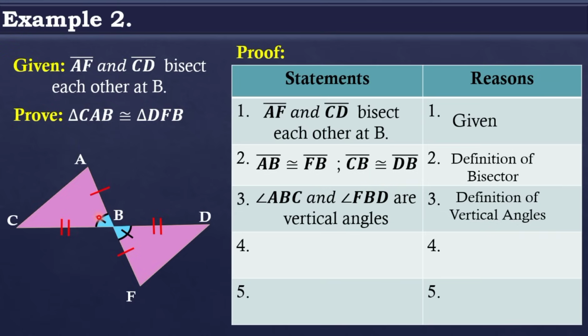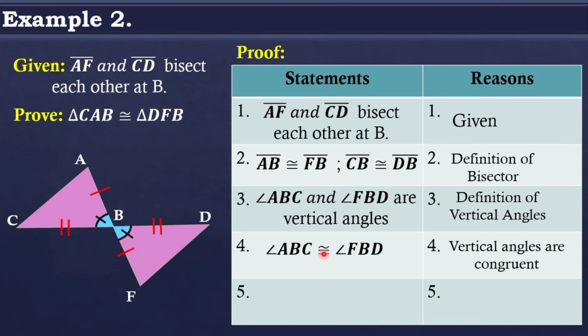Ayan. Now, since vertical angles sila, we can say that angle ABC is congruent to angle FBD. Kasi since vertical angle sila, ibig sabihin they are congruent. Why? Ano po ang pwede natin gamitin dito? We can use the vertical angles are congruent. So, ito alam naman natin yan that the vertical angles are congruent. So, since nasa statement number 3 mo that these two angles are vertical angles, therefore, pwede mo yung gamitin sa statement number 4 that they are congruent.